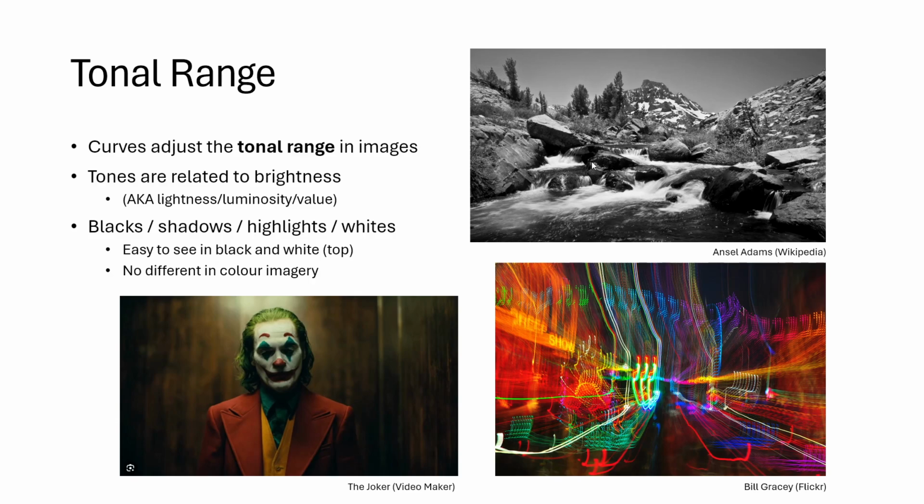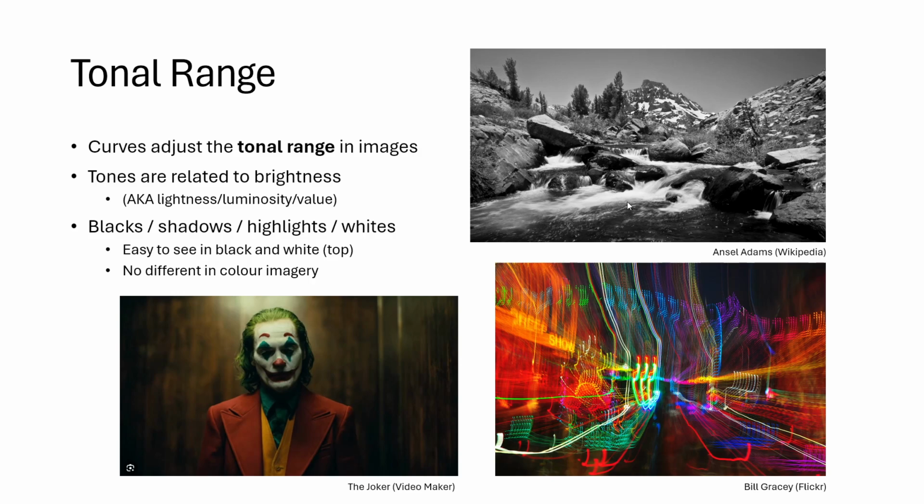So we tend to break up tonal ranges into categories. The blacks, and then we'll have the shadows, which would be the dark grey of the rock here. Then we might have the highlights, which might be this part of the sky, and then the whites, which would be literally white and colours very close to white.